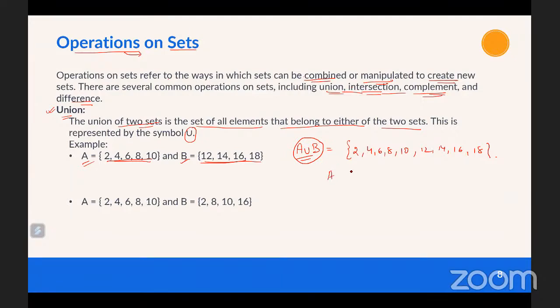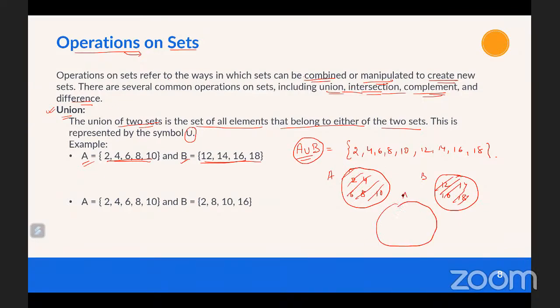similarly. So if you have set A, it will be 2, 4, 6, 8, 10, and a set B which contains 12, 14, 16, and 18. So a union will include both these sets, this set and this set, right? So it will be another set A union B, and it will contain both these elements, this element as well as this element.